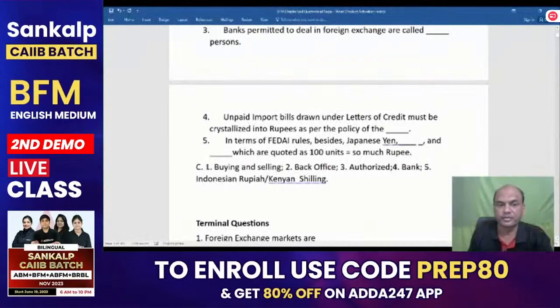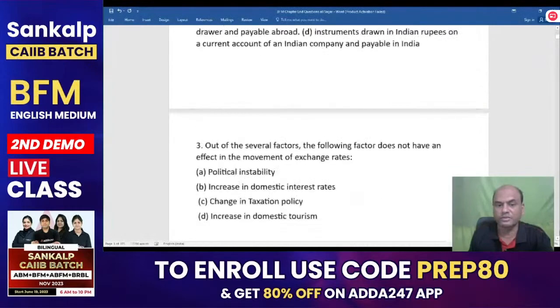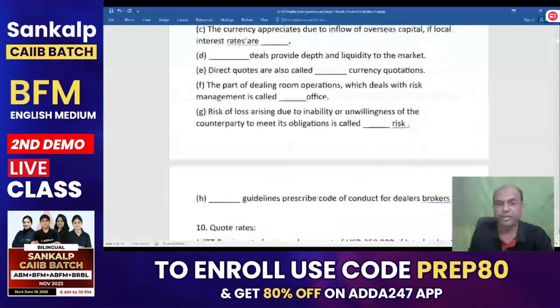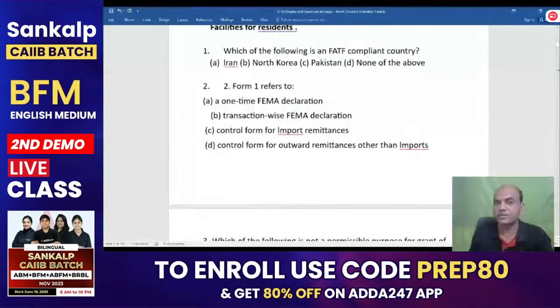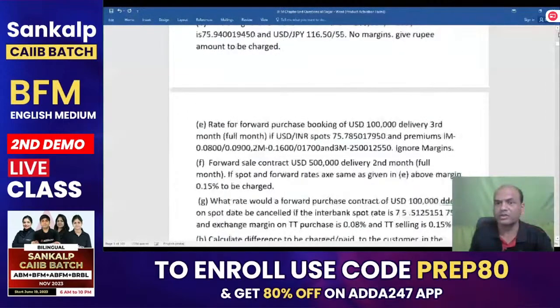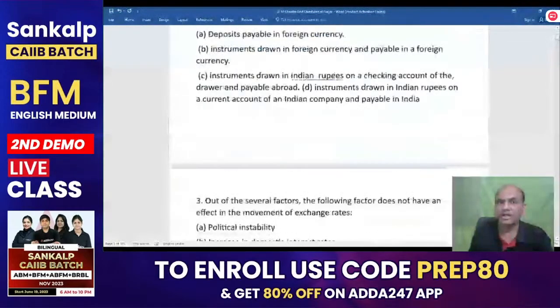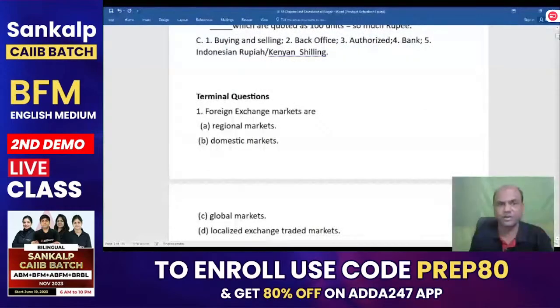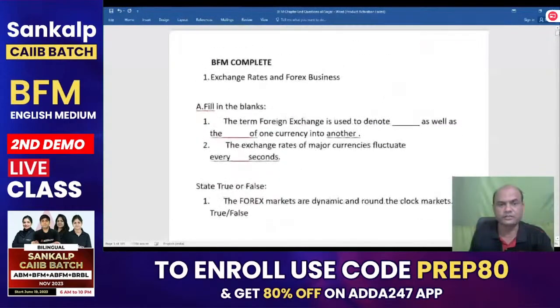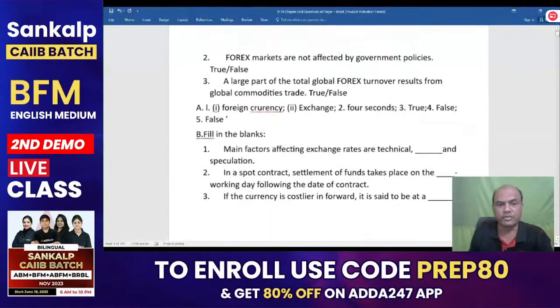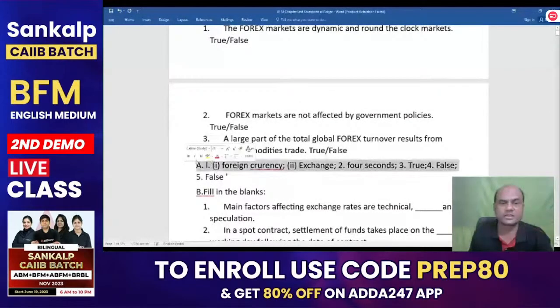All these sheets will be yours. I'll be giving each one of you all the sheets. I have the answers as well. Buying and selling. Foreign exchange, foreign currency.